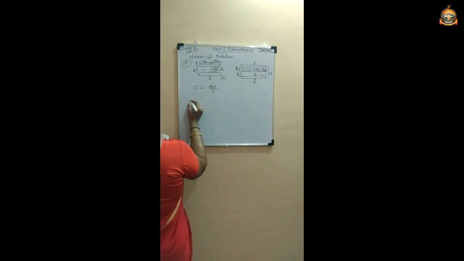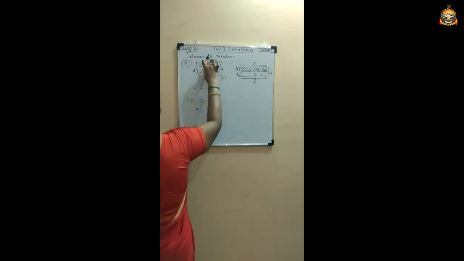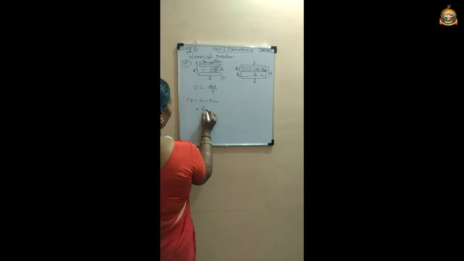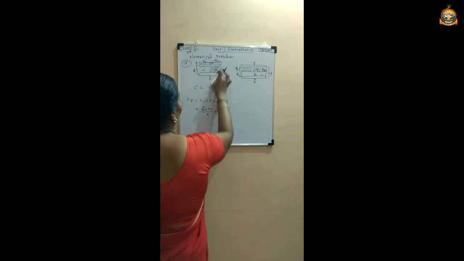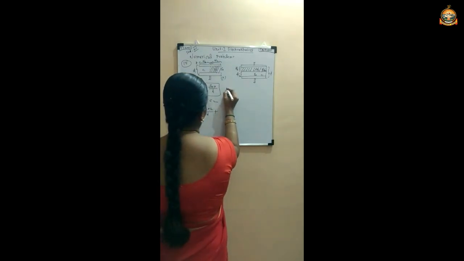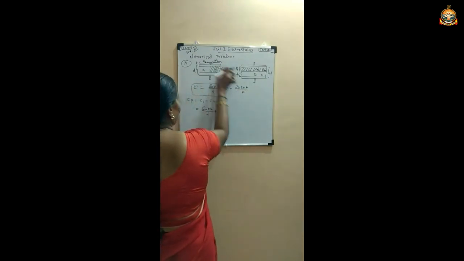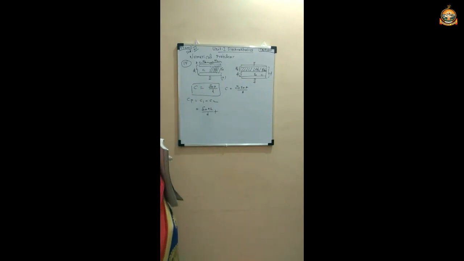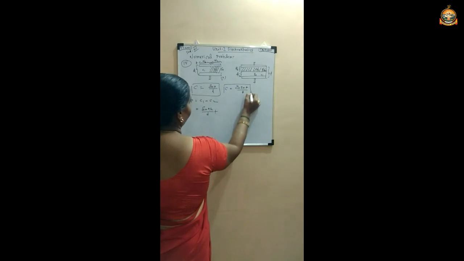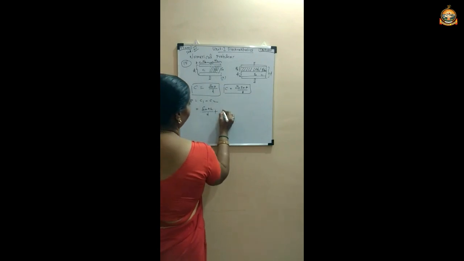The parallel combination means we have the formula Cp is equal to C1 plus C2. That is equal to, what is C1? C1 is the air filled capacitor. Epsilon naught A, what is the area? A by 2, divided by D. Plus C2. This is the dielectric filled capacitor. The capacitance value will be epsilon r A by D, because epsilon r is the dielectric constant of the dielectric material filled within the capacitor plates. Therefore, the formula becomes like this. Plus C2 is nothing but the dielectric filled capacitor, whose capacitance is epsilon r A divided by D.